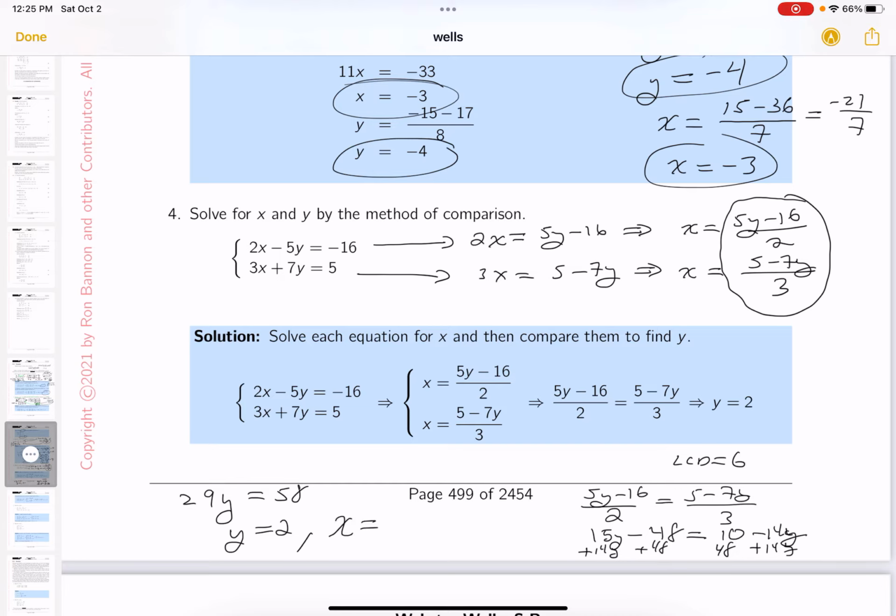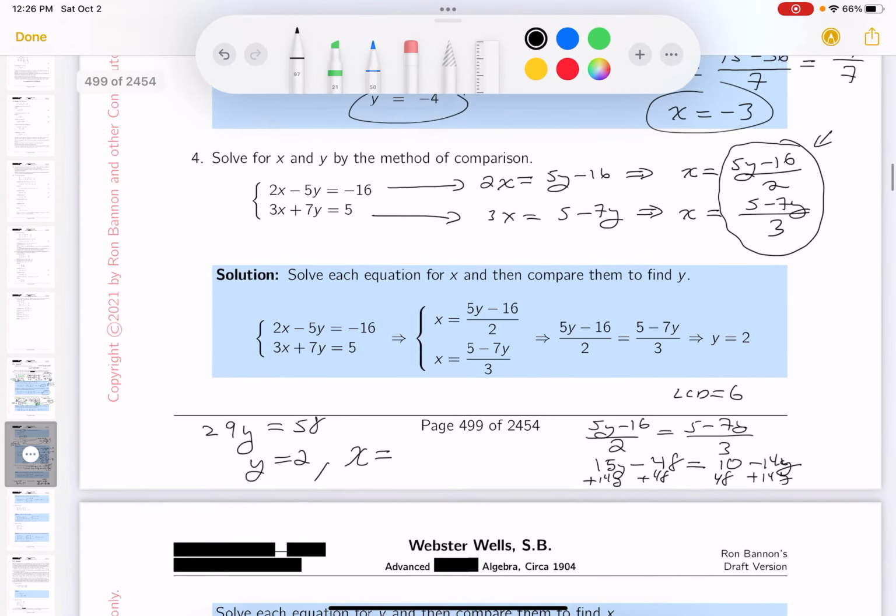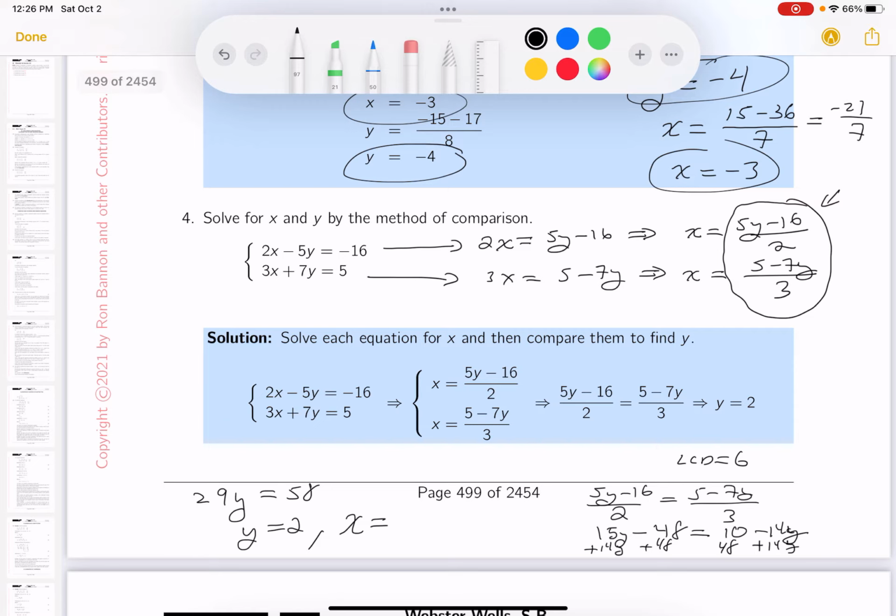Plug it in. Where do you plug it in? Right up here. So if y is 2, what would you get? Well, on either equation, it doesn't matter which one you pick, the top one would give you what? That would give you 10 minus 16, which is minus 6 over 2, which is minus 3. If you did this one over here, what would you get? You would get 5 minus 14, so that's going to be minus 9 over 3. It's still going to be minus 3. So these are the answers.